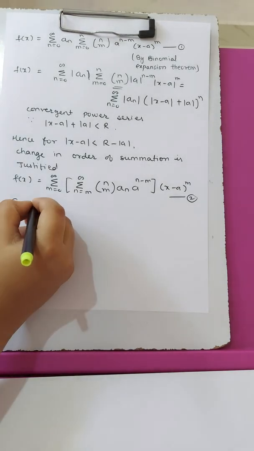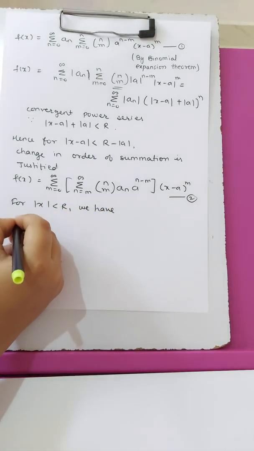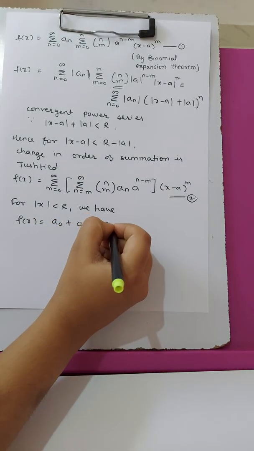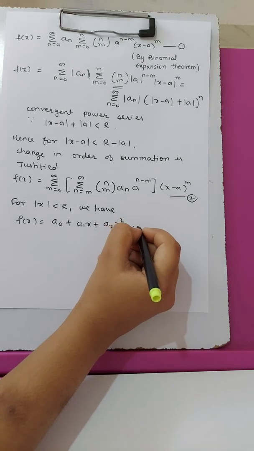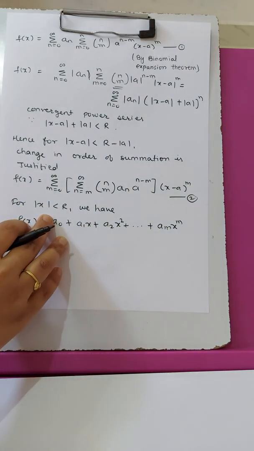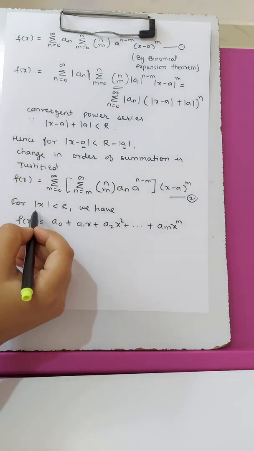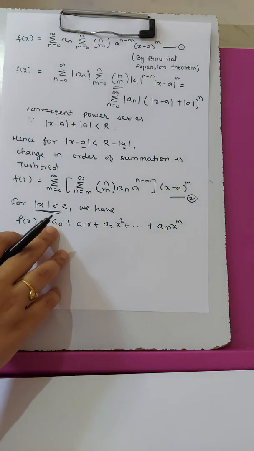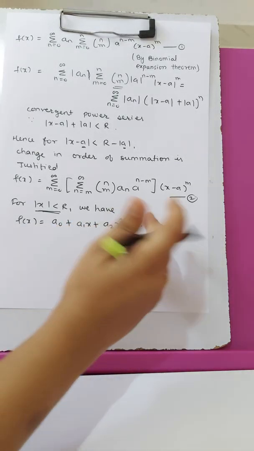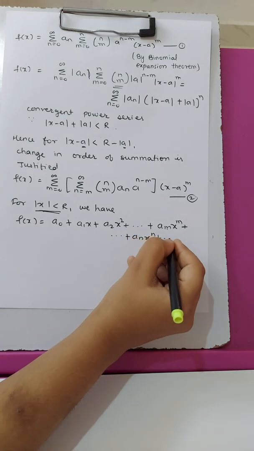Now for mod x less than r, we have f of x equals to a0 plus a1x plus a2x square plus and so on plus am x to the power m. Here we have simply chosen the value of a equals to 0. So therefore for mod x less than r, we have f of x equals to a0 plus a1x plus a2x square plus and so on, am x to the power m plus and so on, an x to the power n and so on.